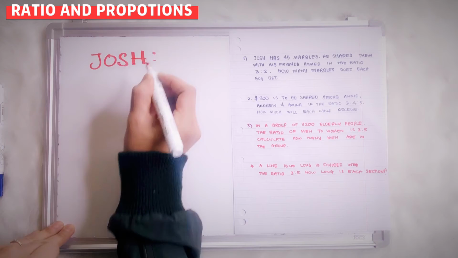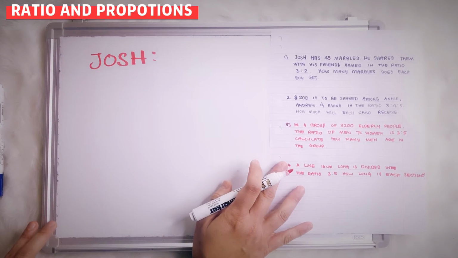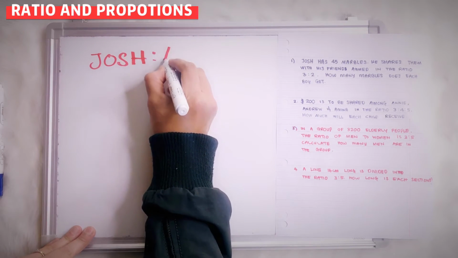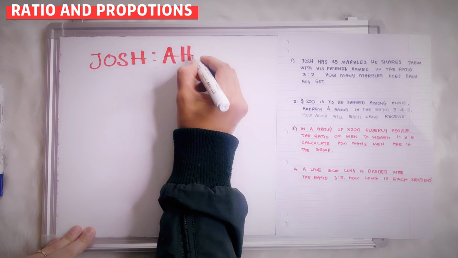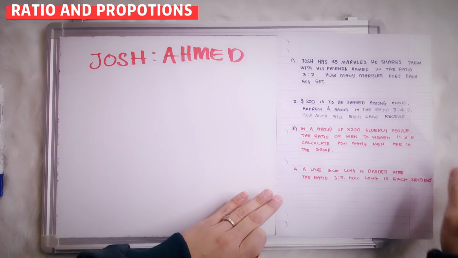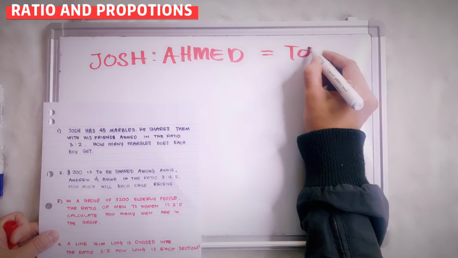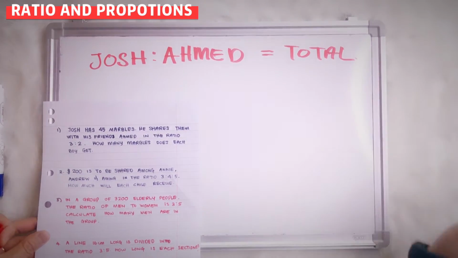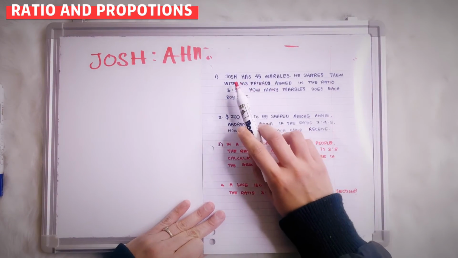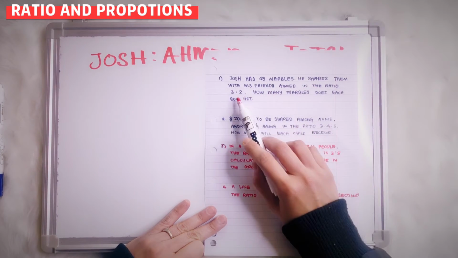George has 45 marbles. He shares them with his friend Ahmad. Say George and Ahmad, so the ratio is George and Ahmad. So here we put total. Now we continue. He shares them with his friend Ahmad in the ratio 3:2.